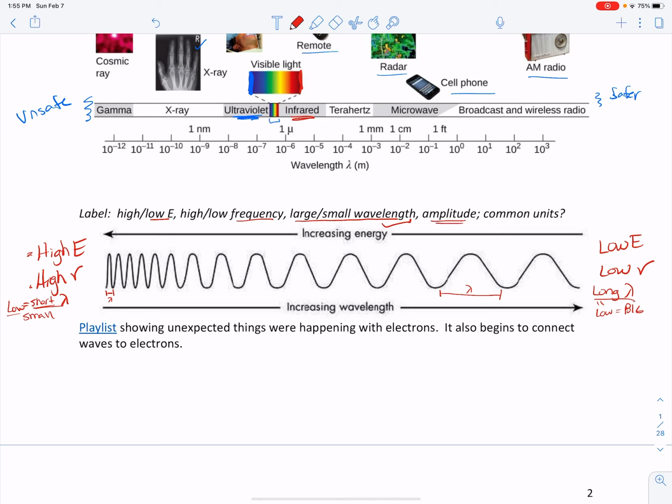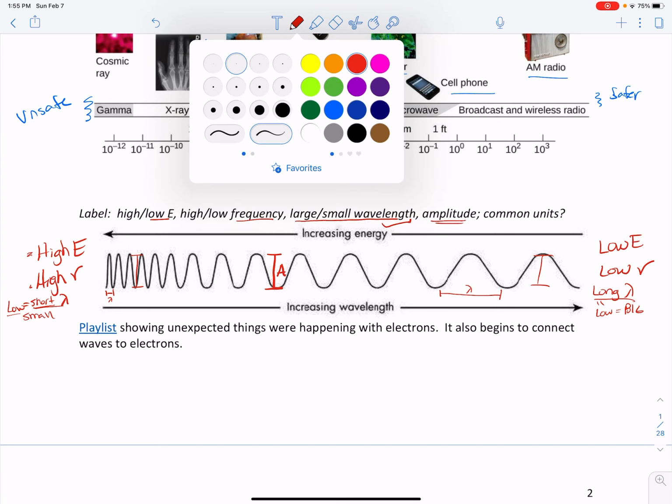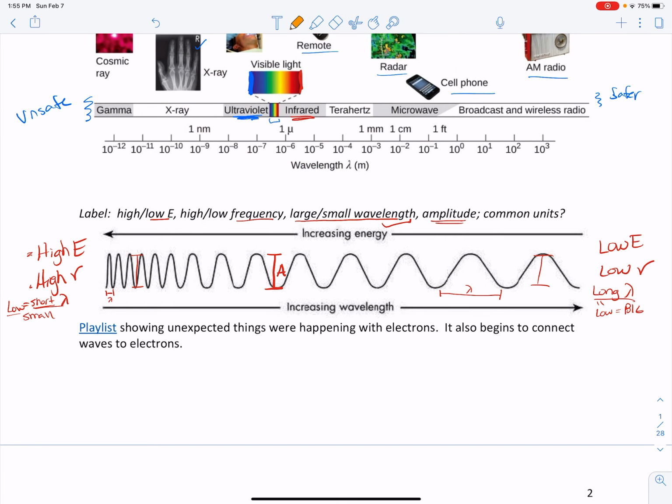Lastly, we have amplitude, and amplitude is how high something is. So right here, that is our amplitude. You'll notice all of these waves have the same amplitude as drawn. If you think of amplitude in sound, because sound has waves, if you were to keep everything else the same, the frequency, a higher amplitude is a louder sound. When you're talking about light, it's a brighter light. So this is a larger amplitude.